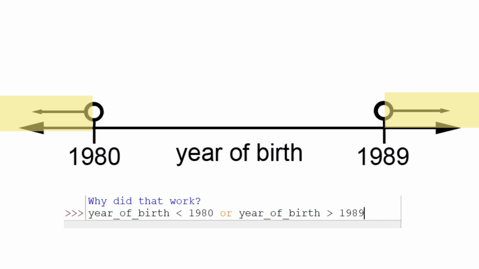So this expression will evaluate to true for a person born in 1950 or 1979, for example, and it will evaluate to true for a person born in 1995. But it will evaluate to false for a person born within the range 1980, 1981, etc., up through 1989.